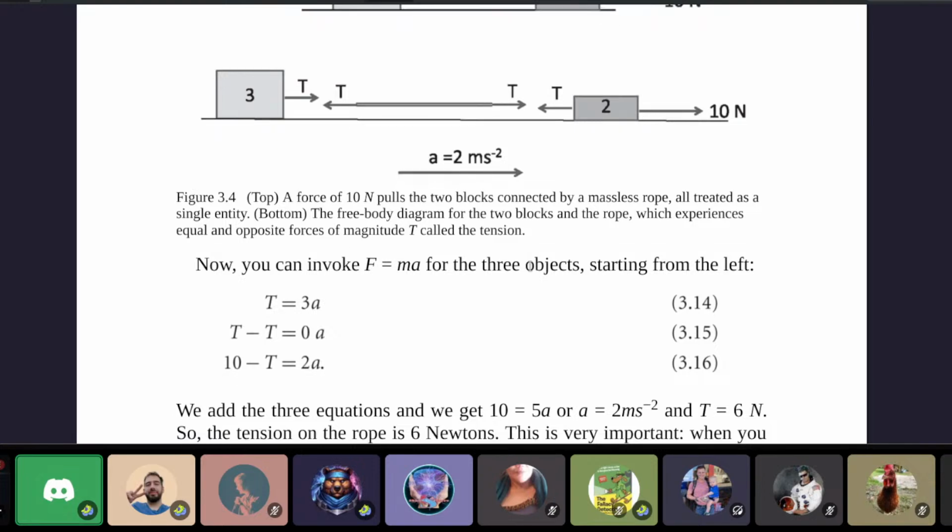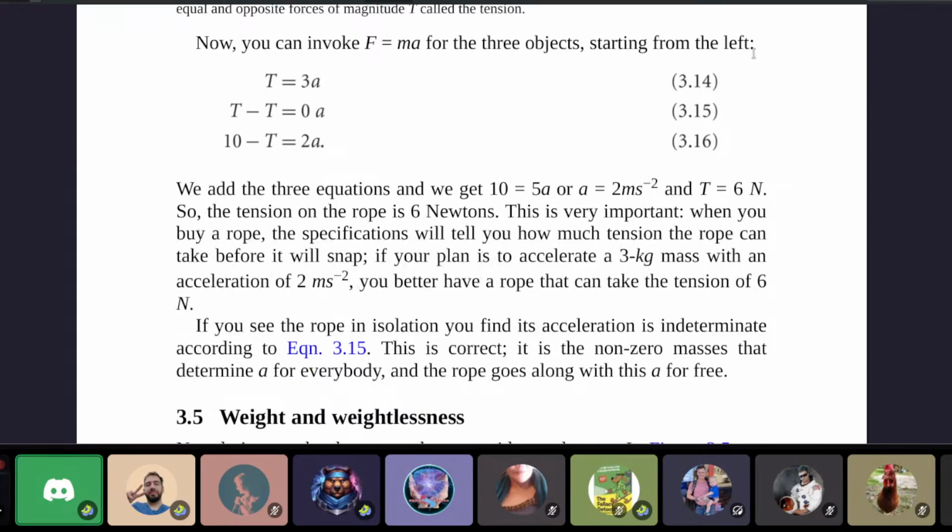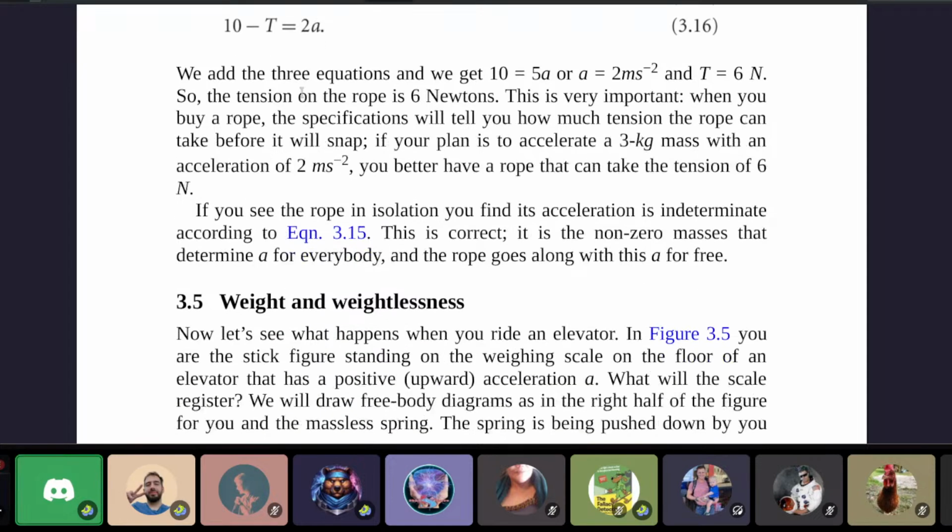So now you can invoke F equals ma for the three objects starting from the left. T equals 3a. T minus t equals 0a. 10 minus t equals 2a. We add the three equations and we get 10 equals 5a, or a equals 2 meters per second squared, and t equals 6 newtons. So the tension on the rope is 6 newtons.